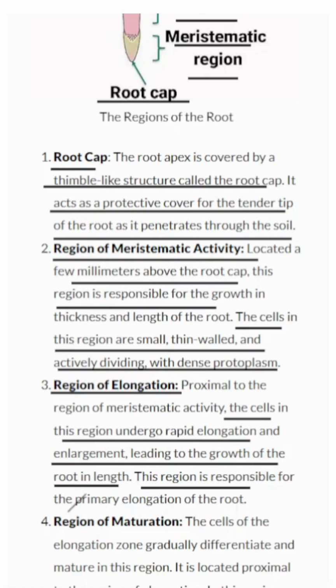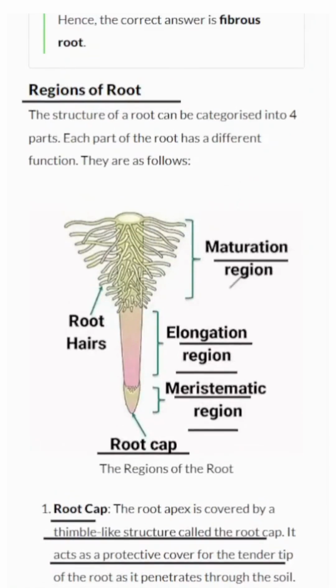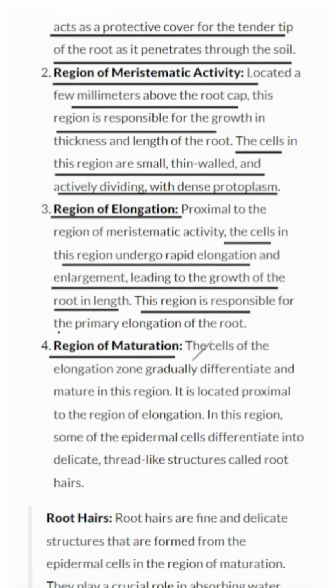Region of maturation. As we ascend the root, we reach the region of maturation. Here, the cells that have gone through the growth phase begin to differentiate and mature. It's like they're graduating and taking on specialized roles. This region is found just above the region of elongation.